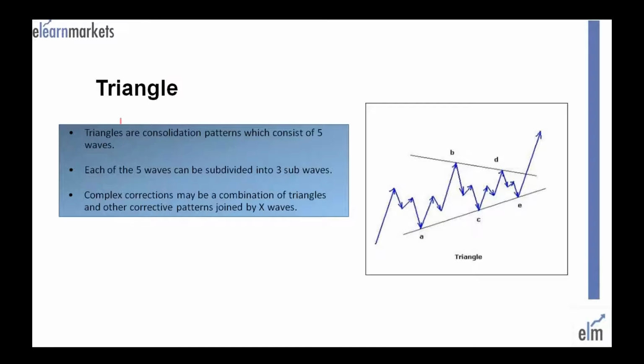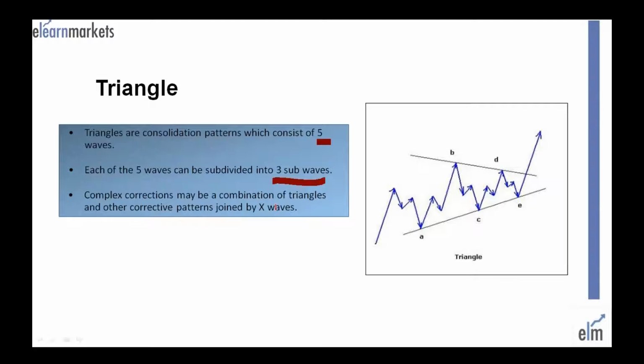Alright, so let's get on with triangles. Triangles are also corrective patterns, and they are consolidation patterns which consist of 5 waves. So flats and zigzags have 3 waves, triangles have 5 waves. Each of the 5 waves is subdivided into 3 subwaves. And triangles are very complex corrections and they may be combined with other triangles. There might be triangles within triangles and other corrective patterns joined by those 3's or X waves.